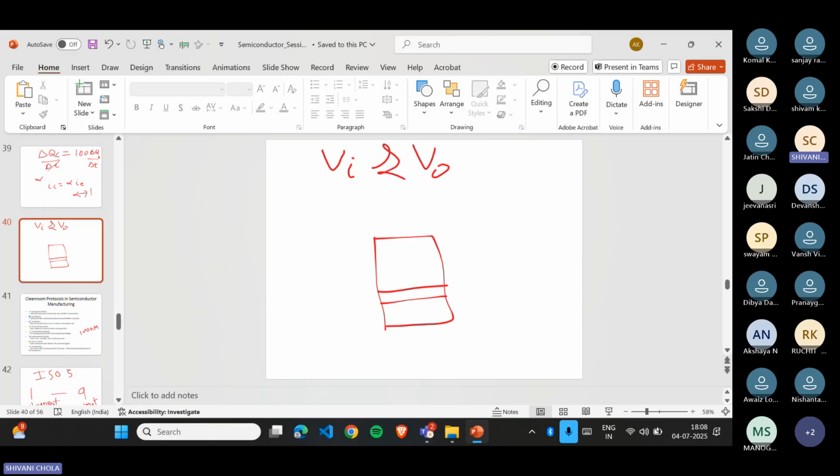This is your upper, your collector side. This is your emitter, and the middle one is the base. All right.